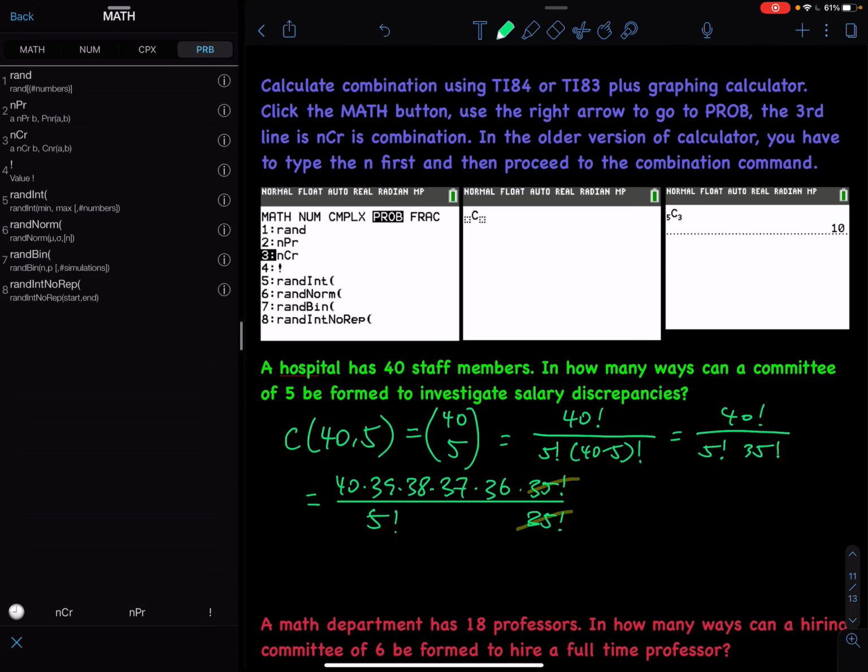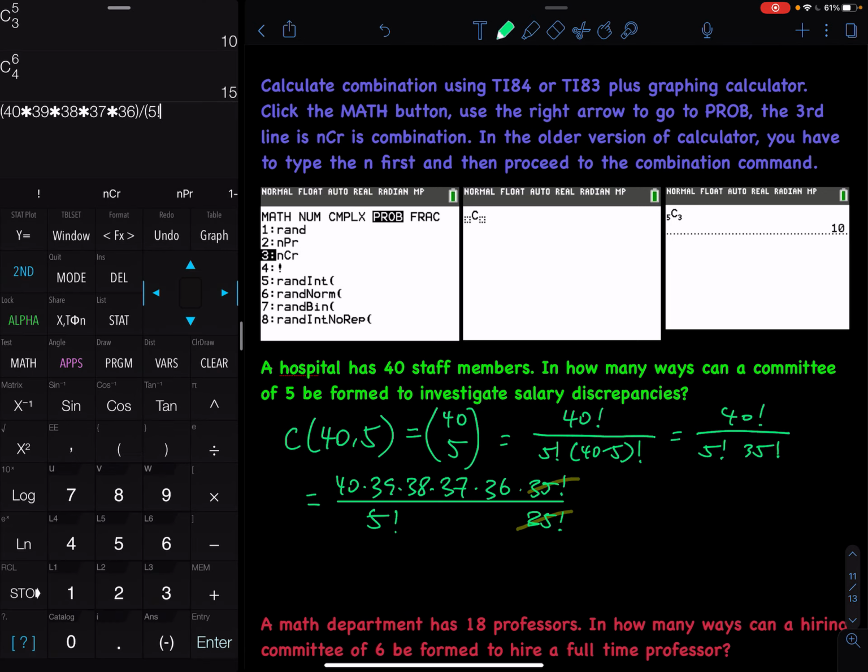You go to math, probability, and then you select the 4th line, factorial. And then close parenthesis, that is equal to 658,008. So you can form that many committees.